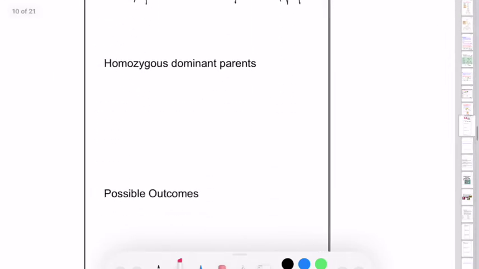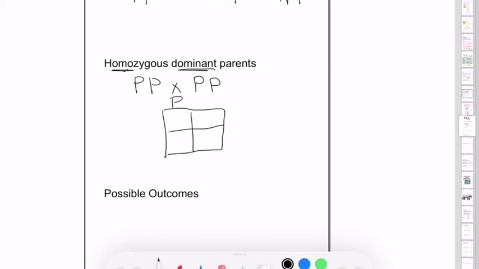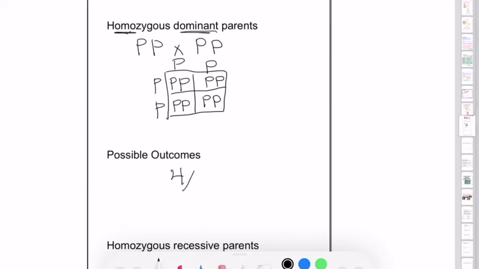If we're gonna do a homozygous dominant parents, homozygous means the same, and dominant means big letters. So that means that our parents are going to be all big letters. So if we do that as a cross, big P with big P, hopefully you can realize that all of our offspring will be big P's. Okay? So the possible outcome, it's going to be 4 out of 4 or 100% big P, which is purple flowers, right?